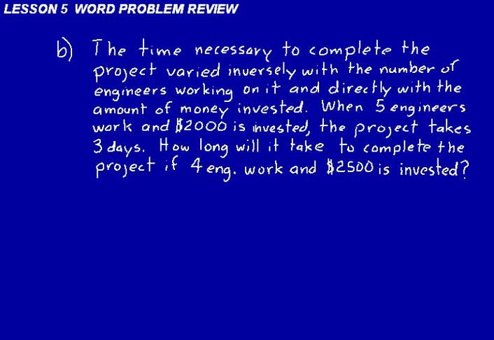Let's look at another rate type of problem here. And like we have said before, read through it once first. And let's read it. It says the time necessary to complete the project varied inversely with the number of engineers working on it and directly with the amount of money invested. When 5 engineers work and $2,000 is invested, the project takes 3 days. How long will it take to complete the project if 4 engineers work and $2,500 is invested?